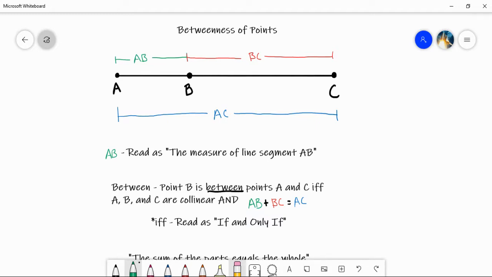Okay, so here we have a line segment A, B, C essentially. So line segment AC. Now, when we're talking about between, it's pretty easy for you to see right here, and you'd probably say it yourself that B is between A and C. Okay, now understand that that has a little complication to it when it comes to geometry because we want to be more precise, and precision is key.